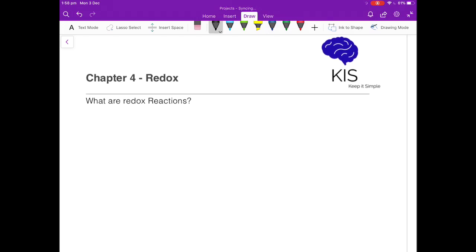So redox is actually a shortening of two words. Redox reactions stand for reduction and oxidation reactions. So in redox reactions, we're kind of talking about the combination of these two reaction types, reduction and oxidation.